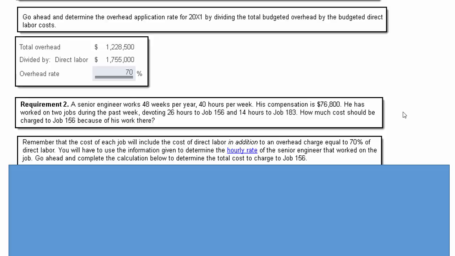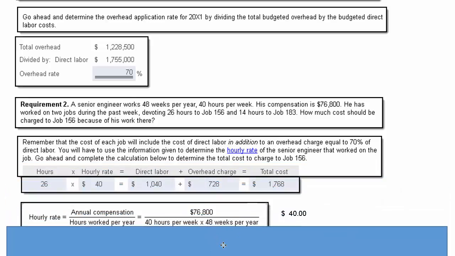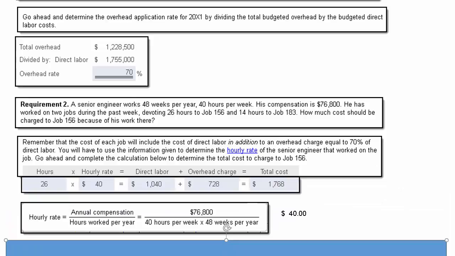Now, to solve this one, you have to remember that the cost of each job will include the cost of direct labor in addition to the overhead charge of 70% of his direct labor. And then you'll use the information given to determine the hourly rate of the senior engineer that worked on the job. So let's go ahead and complete that calculation to help us determine the total cost of job 156. Now, I think we need this information that you see on the screen here to solve that one. He worked 26 hours, and we have to calculate the hourly rate, but we don't have that. Well, we can certainly calculate it.